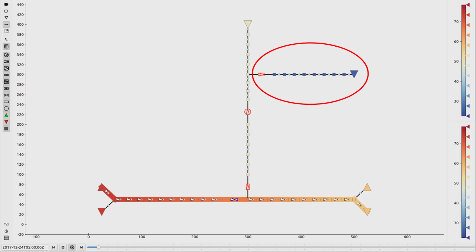This top right area is the low-level pressure area of this example network, since here we are only allowed to have at most 30 bar. Keep this in mind for the scenario we see in a moment.